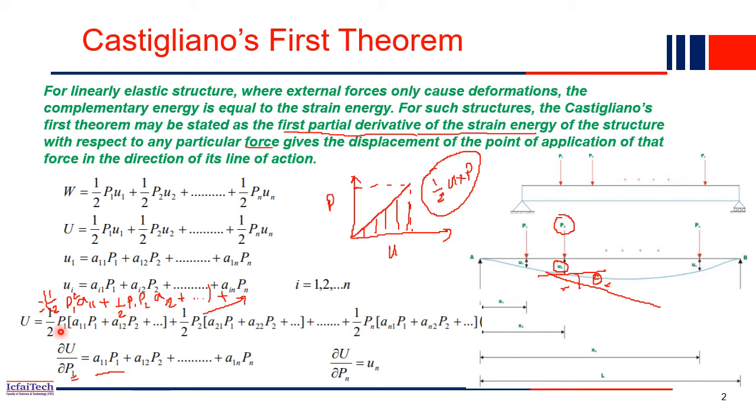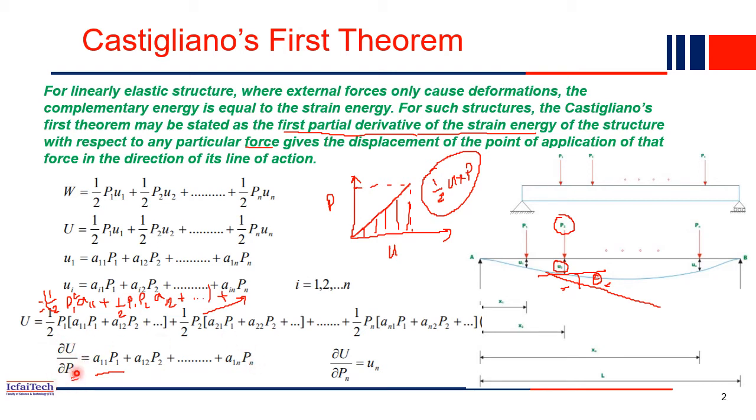Similarly, wherever P1 is not there, it will go to 0, because we are differentiating with respect to P1. So this is the first term. Now from the next term, half into P1 P2 A12, P1 will simply go away because we are differentiating with respect to P1, so we'll get only P2 into A12. Similarly, the differentiation for all the parts will be taken care of, and the final expression will be something like that.